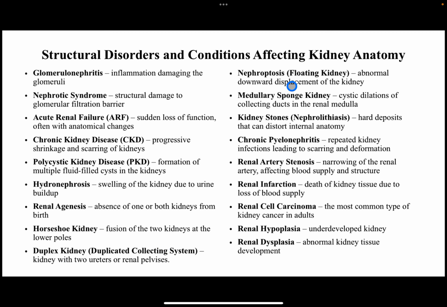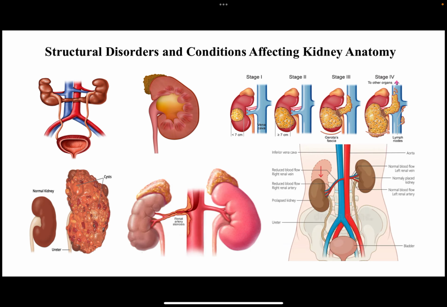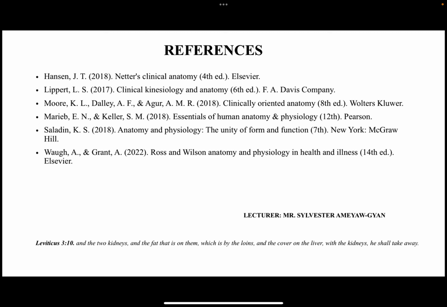Then we have nephroptosis or floating kidney, whereby there is an abnormal downward displacement of the kidney. We have medullary sponge kidney, where there is a cystic dilatation of the collecting ducts in the renal tubule. We have kidney stones or nephrolithiasis. We have chronic pyelonephritis. We have renal artery stenosis, renal infarction, where there is death of kidney tissue due to loss of blood supply. We have renal cell carcinoma, renal hypoplasia, and renal dysplasia. So these are structural disorders and conditions that can affect the kidney anatomy. This brings us to the end of the urinary system.